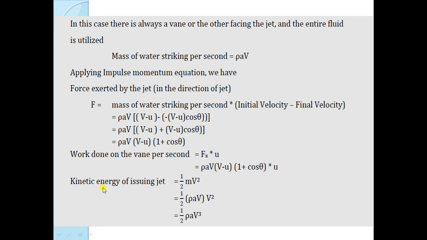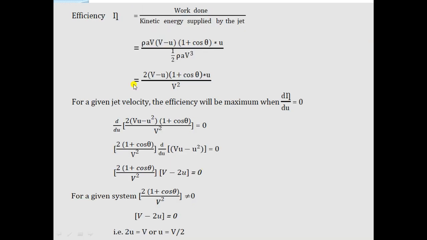The kinetic energy of the issuing jet is half mv square, which is given by half rho A V cube. Now, the efficiency of the jet is work done per second divided by kinetic energy supplied by the jet. If we substitute and simplify, we get 2 into V minus U into 1 plus cos theta into U divided by V square.